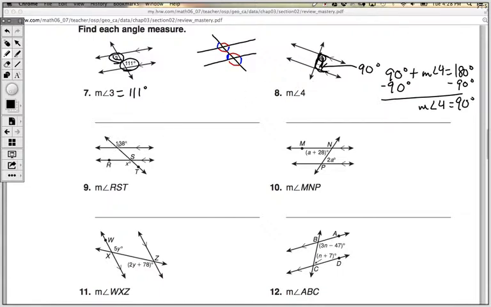So I've got this 38 degrees and this x down here. They're asking me to find RST. Okay, so find RST. What could we do? Well, let's take a look. It looks like I have a red one and another red one.